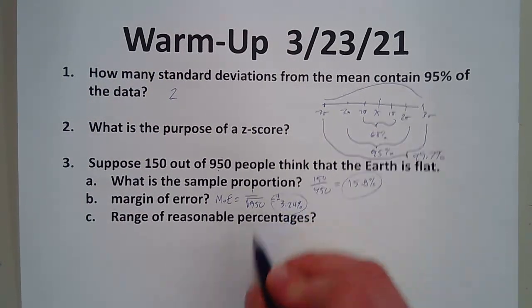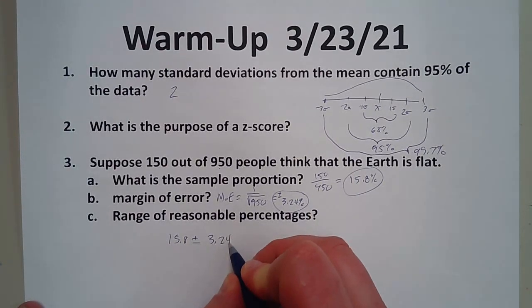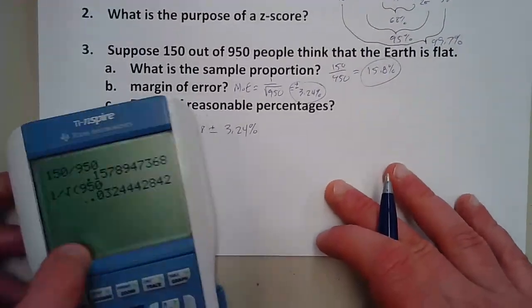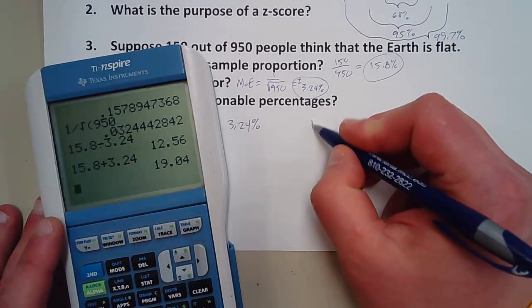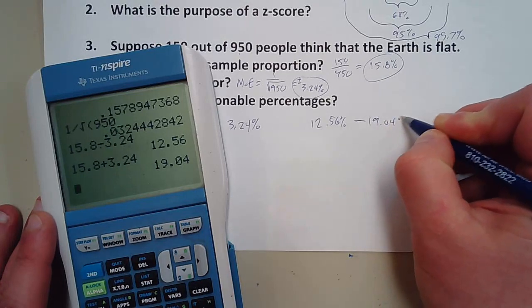And that takes us right to this next step. So we're going to take this 15.8 and go plus or minus 3.24% to that. Whatever that low and high is, that's going to be our range of reasonable percentages, or in other words, our range of reasonable means, or what we also call our 95% confidence interval. Those all basically mean the same thing. So we'll just do 15.8 minus 3.24 and 15.8 plus 3.24. I'll write those down. So I'd say this is from 12.56% to 19.04%.